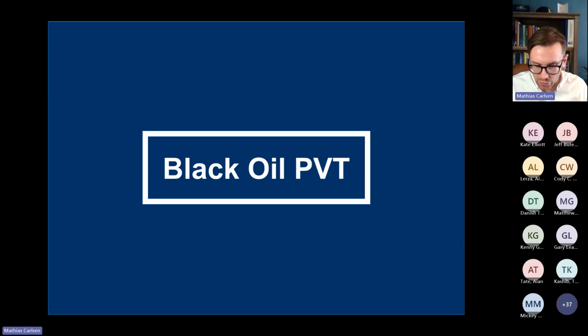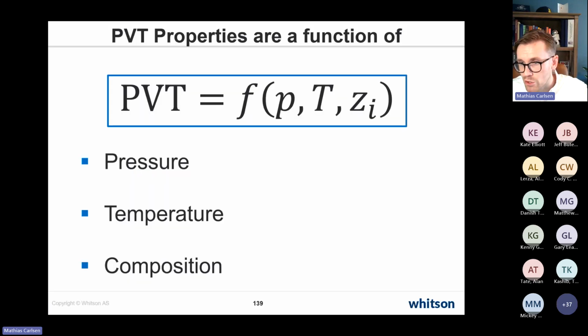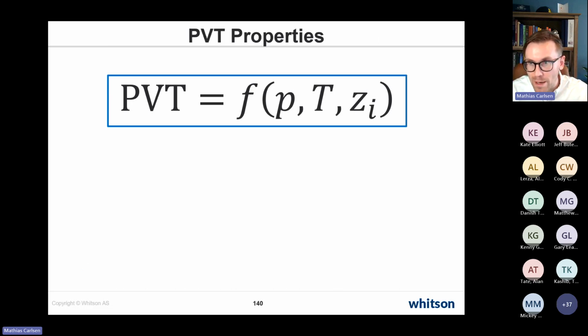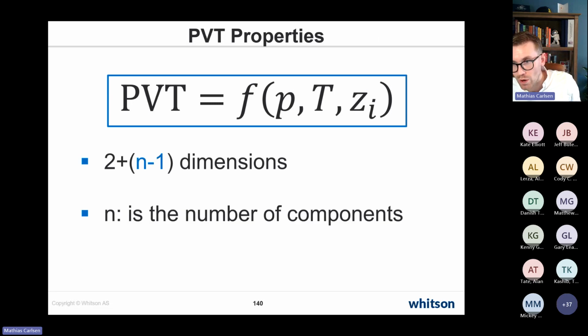So if you think about it, in the software we create these tables, and the tables are what we are really using in day-to-day engineering. So when it comes to the actual black oil PVT model that we're using, it's important to understand where it's coming from. If you think about the PVT properties in general, pressure, temperature and composition are the inputs to the model. It's a super complicated space. It has 2 + n-1 dimensions, where n is the number of components. So if you have 50 components, you probably have thousands of components really in these fluids.